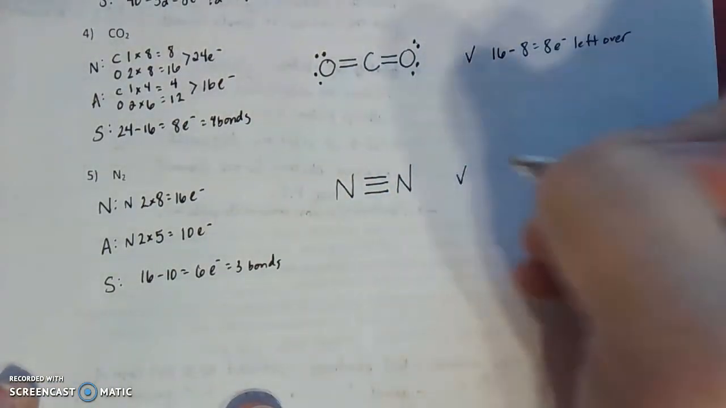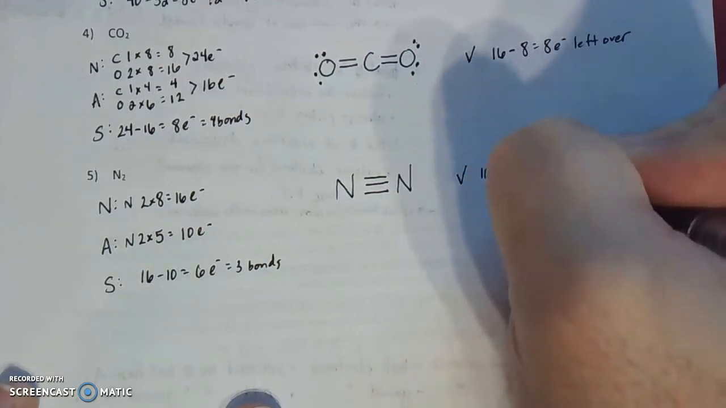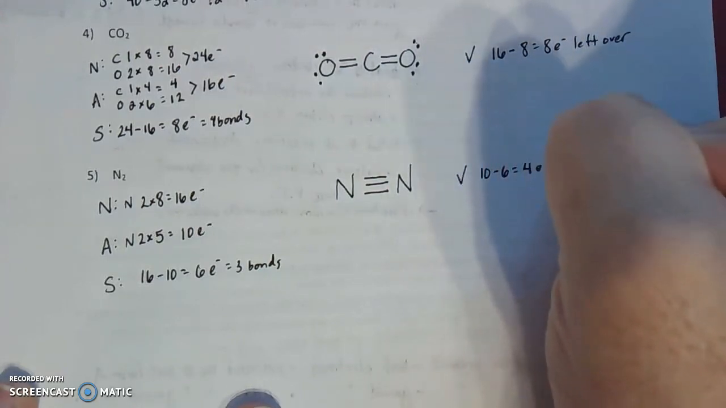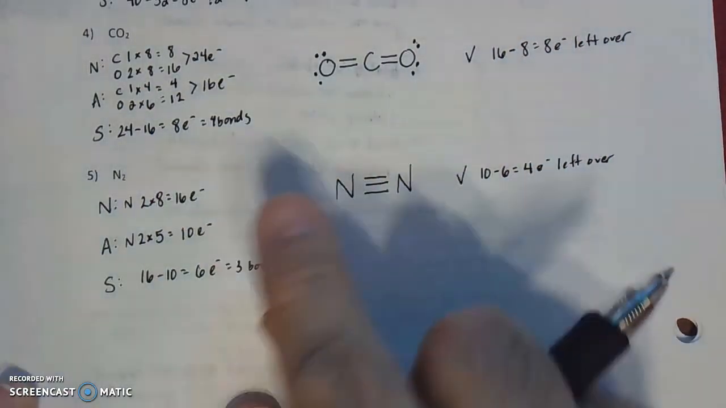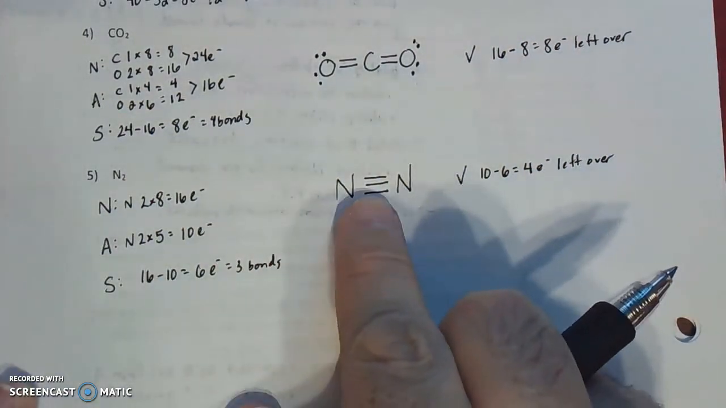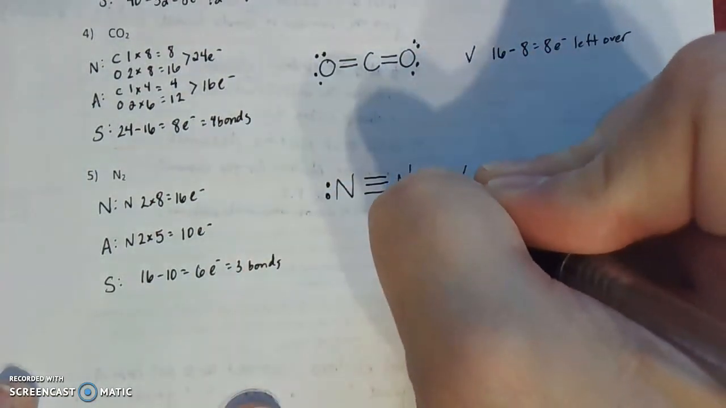So let's do our check. A is 10 minus 6 gives us 4 electrons left over, which is 2 pairs. Each nitrogen is sharing 6 electrons, so each nitrogen needs 2 more to give us our 8.